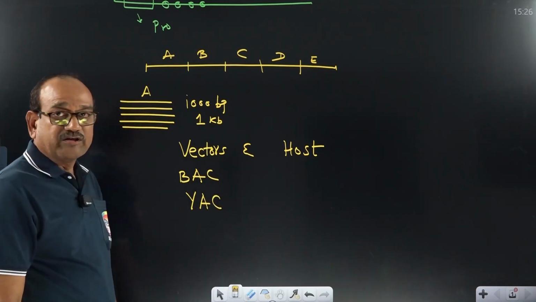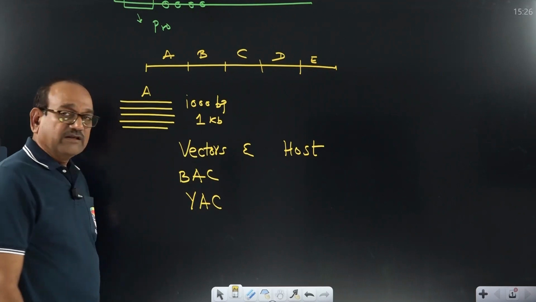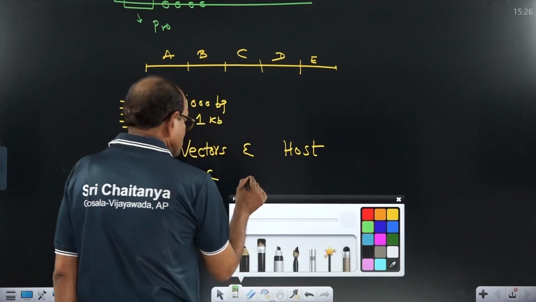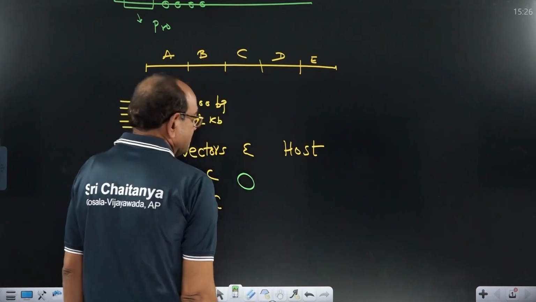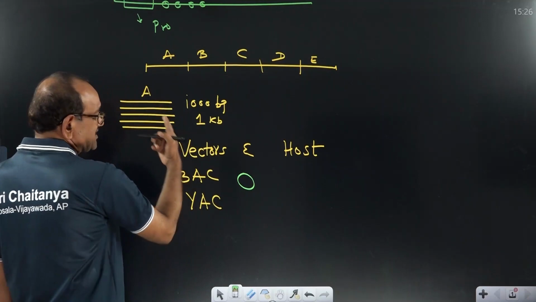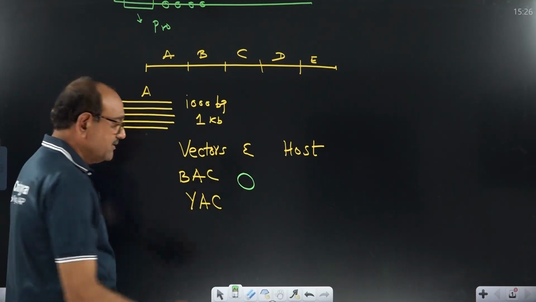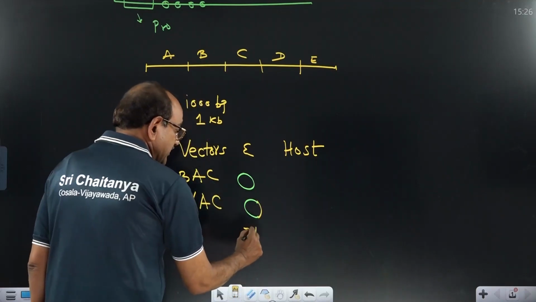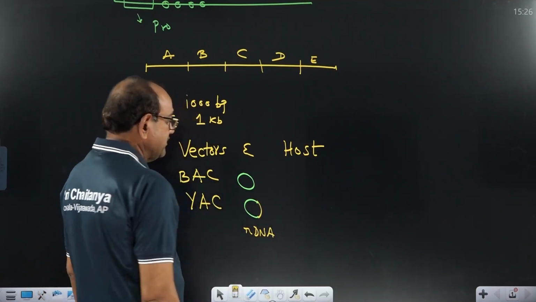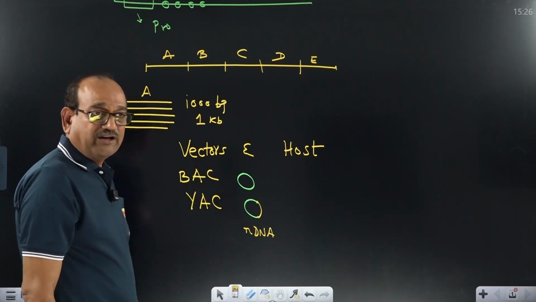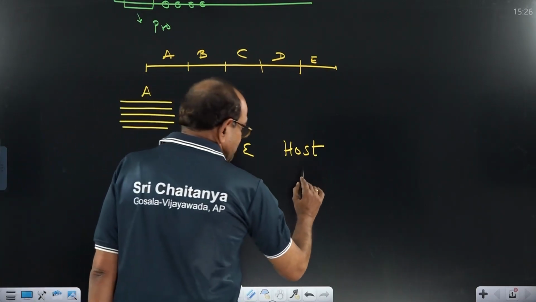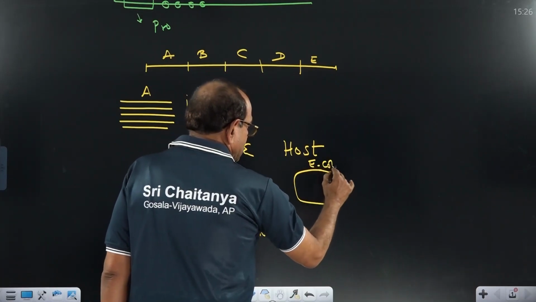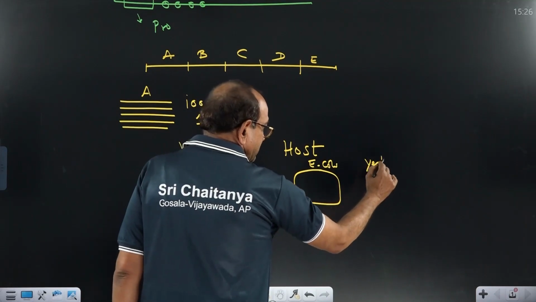BAC, bacterial artificial chromosome, YAC, yeast artificial chromosome. For example, with a bacterial artificial chromosome, first of all, we have to insert this fragment into this BAC, like this. Now we got one recombinant DNA. Later, we have to transfer this rDNA into a convenient host like E. coli, the Escherichia coli, or even into yeast.